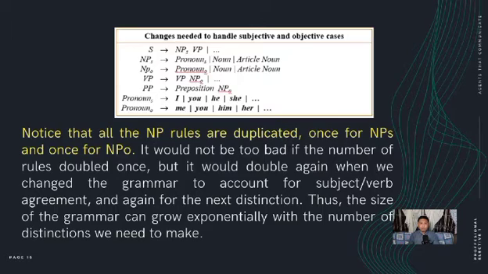It would not be too bad if the number of rules doubled once, but it would double again when we change the grammar to account for the subject-verb agreement, and again for the next distinction. Thus, the size of the grammar can grow exponentially with the number of distinctions we need to make.